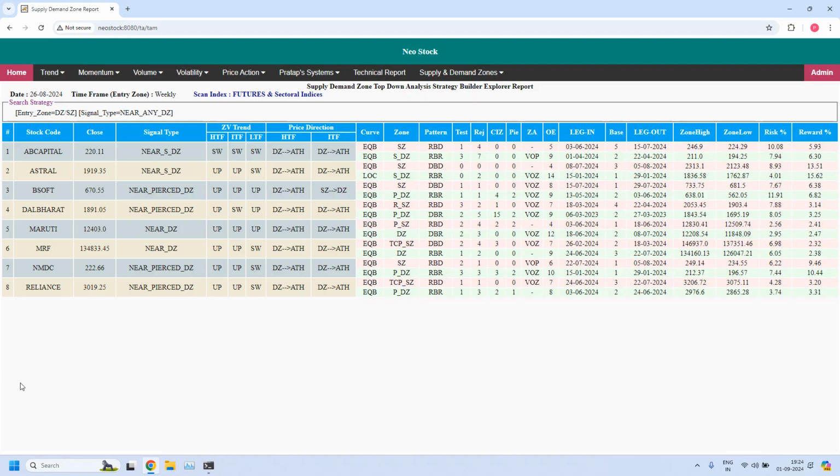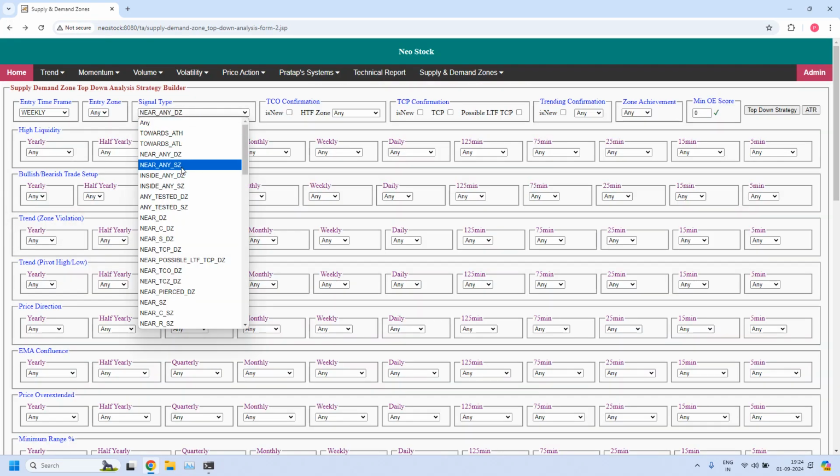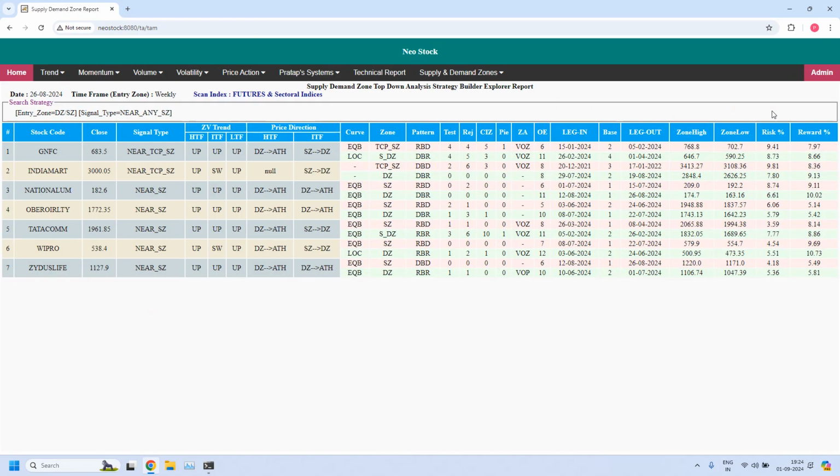Okay, now let's proceed with the next report. For weekly time frame, let us find the stocks where price closed inside the weekly supply zone. 7 stocks are filtered.